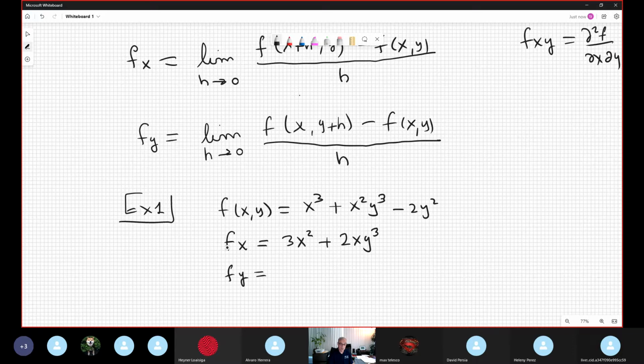Likewise, partial derivative with respect to y. The derivative of the first term is 0 because it does not depend on y, and the derivative of the second is 3x squared y squared. And the derivative of the last is minus 4y. Let me check it. Yeah.